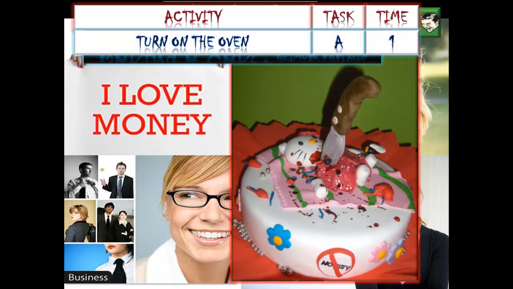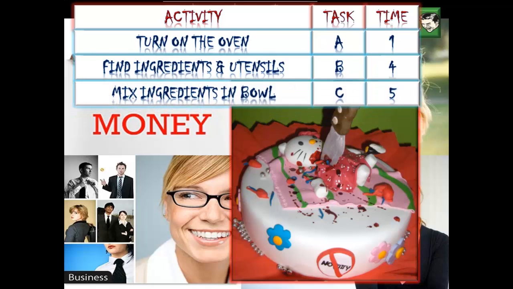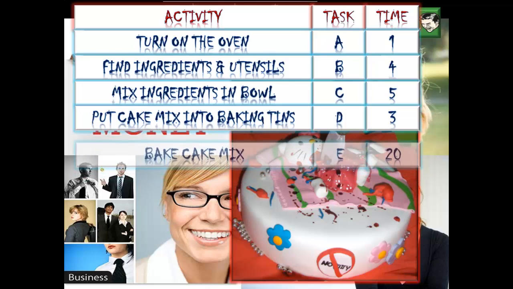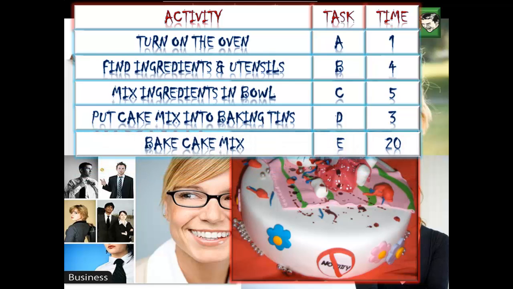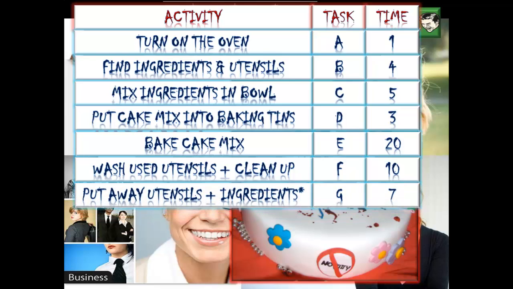Turning on the oven is our first task, takes some minutes. Find the ingredients and the cooking utensils, task B, 4 minutes. Mix ingredients in a bowl, 5 minutes. Put cake mix into baking tins, 3 minutes. Bake the cake mix, 20 minutes in the oven. Wash up the used utensils and perform a bit of a clean up, 10 minutes. Put away utensils and ingredients, 7 minutes.